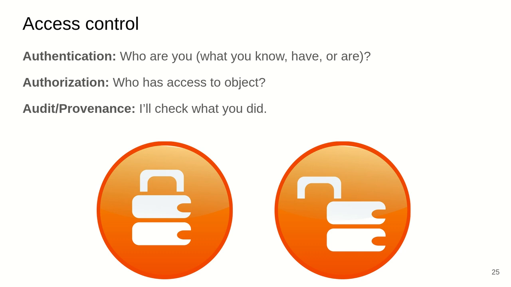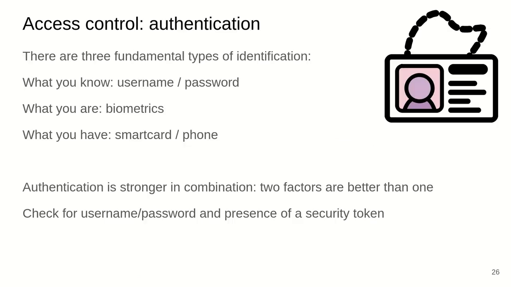And then we can check and audit, as in after you have accessed, I can actually check that you had access to it and everything is okay. So let's talk about these 3 components step by step. And we'll start with authentication.